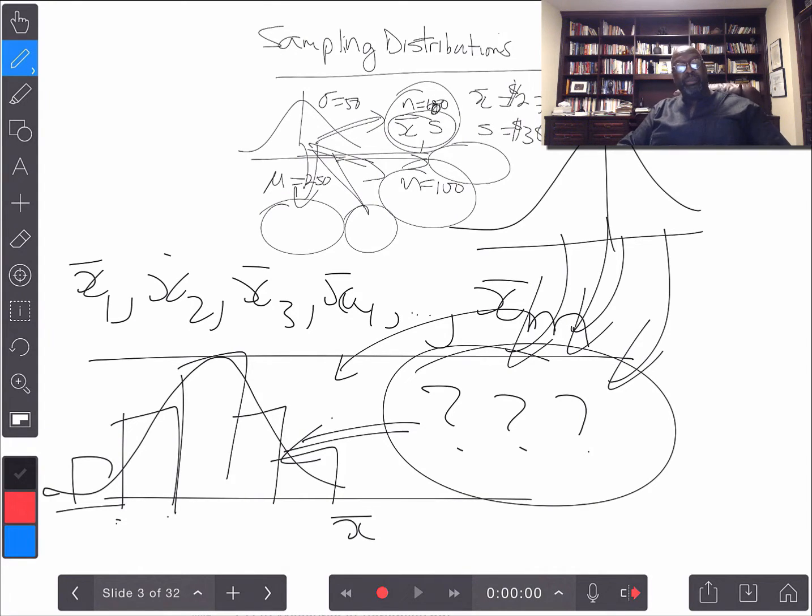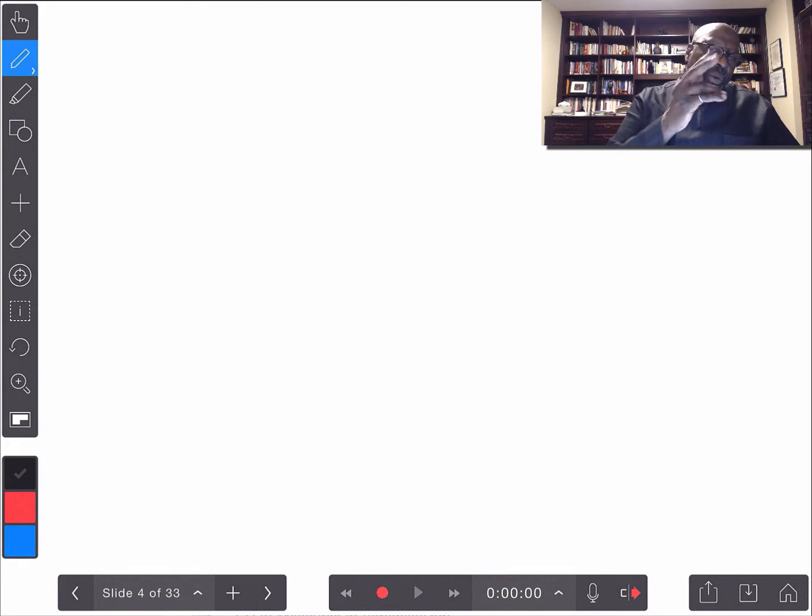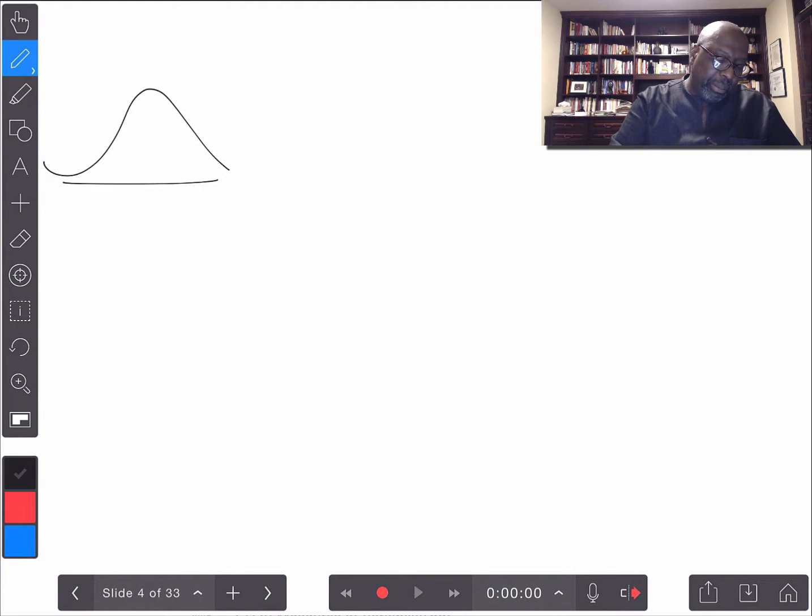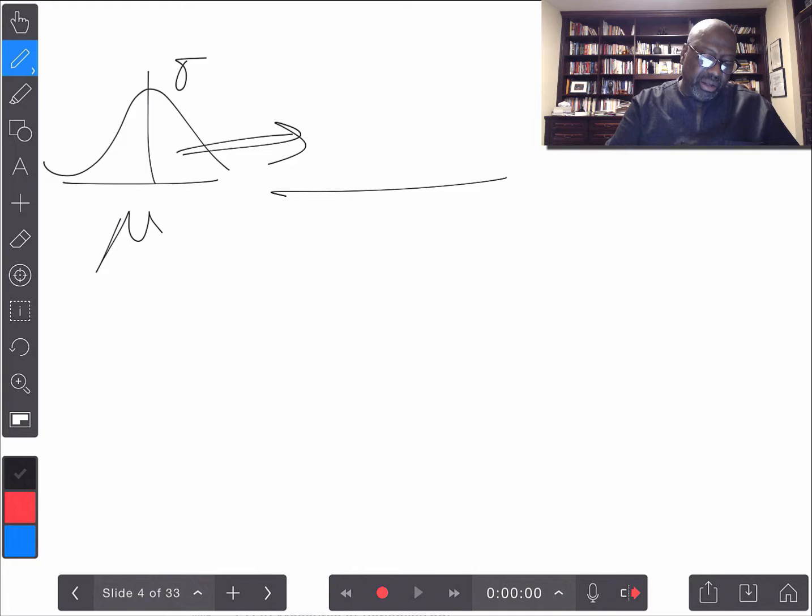What would it look like? So here's what we learned about this, which is useful for us, is that we have two conditions. If the population is normal, then the sampling distribution is also normal. In other words, if I have a normal population and I'm sampling from that normal population, then my sampling distribution will also be normal.